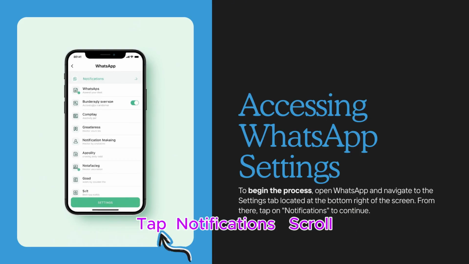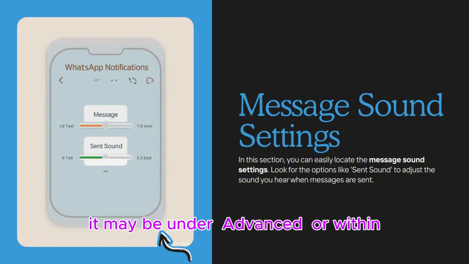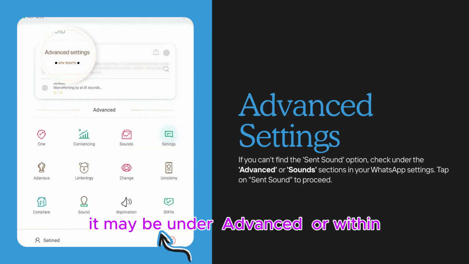Tap Notifications, scroll down to the Message section. Here you will see sound for message tones, but for the send tone, look for sent sound or message sent sound. If you don't see it, it may be under Advanced or within Sounds.